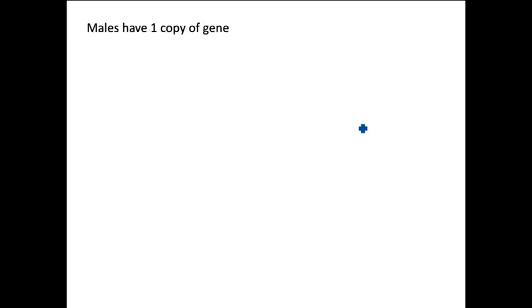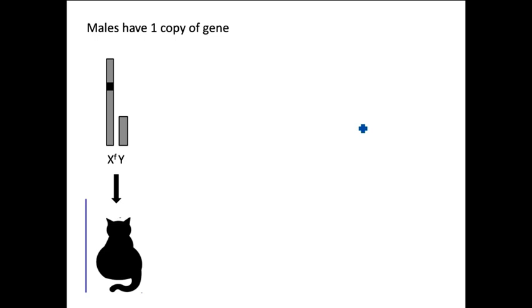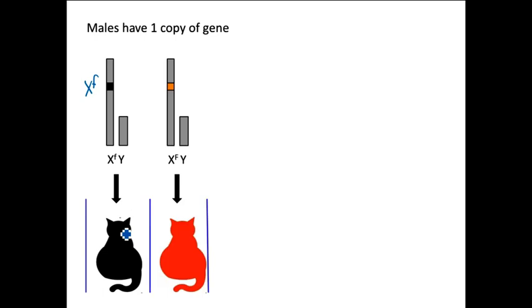Okay, so let's just think about this systematically. So males have only 1 copy of the fur color gene, right? Because it's sex-linked, and if it's sex-linked, it's not on the Y chromosome, just on the X. Okay. So males will have just 1 copy, and one option would be that their copy is X little f, and their Y doesn't have any one of them. Okay, this would yield black male cats. Okay, or they could be X big F, and that would yield orange cats, orange male cats.